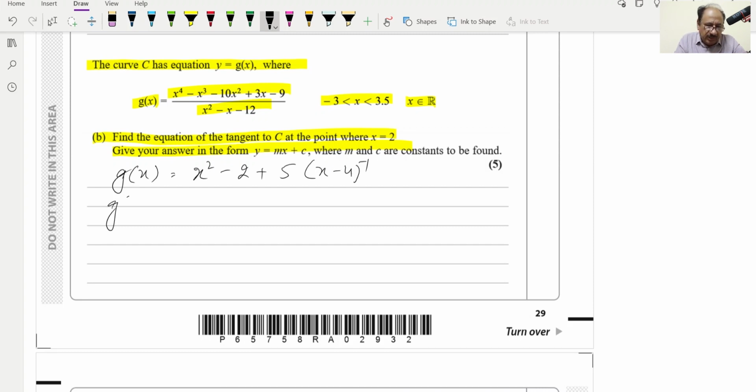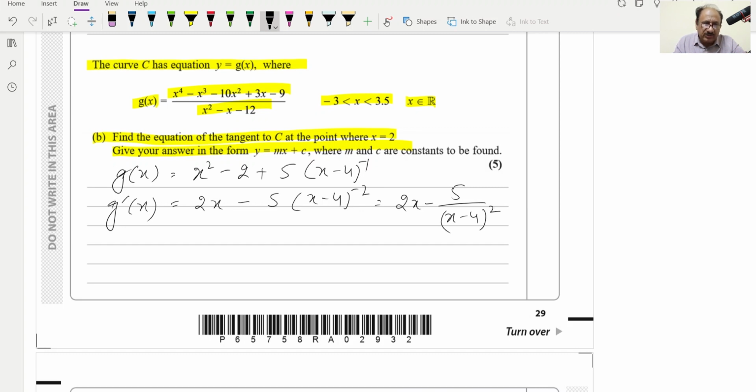Now we can find g dash of x, the derivative, for the gradient. g dash of x will be: the derivative of x squared is 2x, the derivative of 2 is 0, and the derivative of 5 into x minus 4 raised to minus 1 will be minus 5, taking the power first, times x minus 4 raised to minus 2, into the derivative of x, which is 1, so no need to write 1. So this is equal to 2x minus 5 over x minus 4 squared.